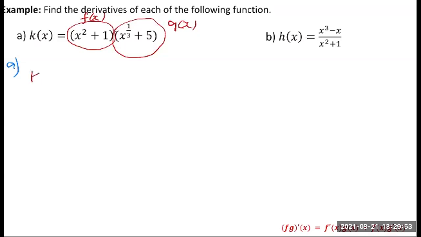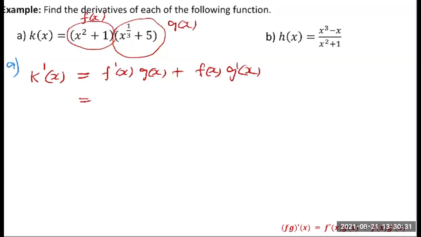Then the derivative of this product, or in other words, k prime of x, you can straight away use this formula. According to this formula, it is equal to f prime of x g of x plus f of x g prime of x. Let's find f prime of x. First let me write the formula actually: f prime of x g of x plus f of x times g prime of x. That's what the formula tells you. Okay, let's fill in the gaps.